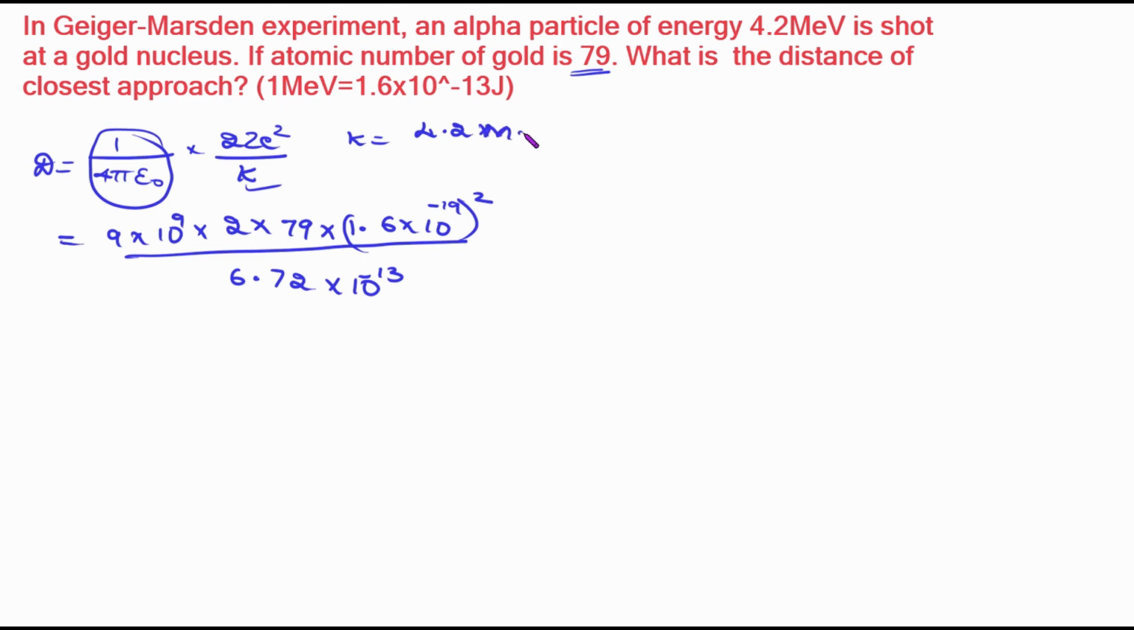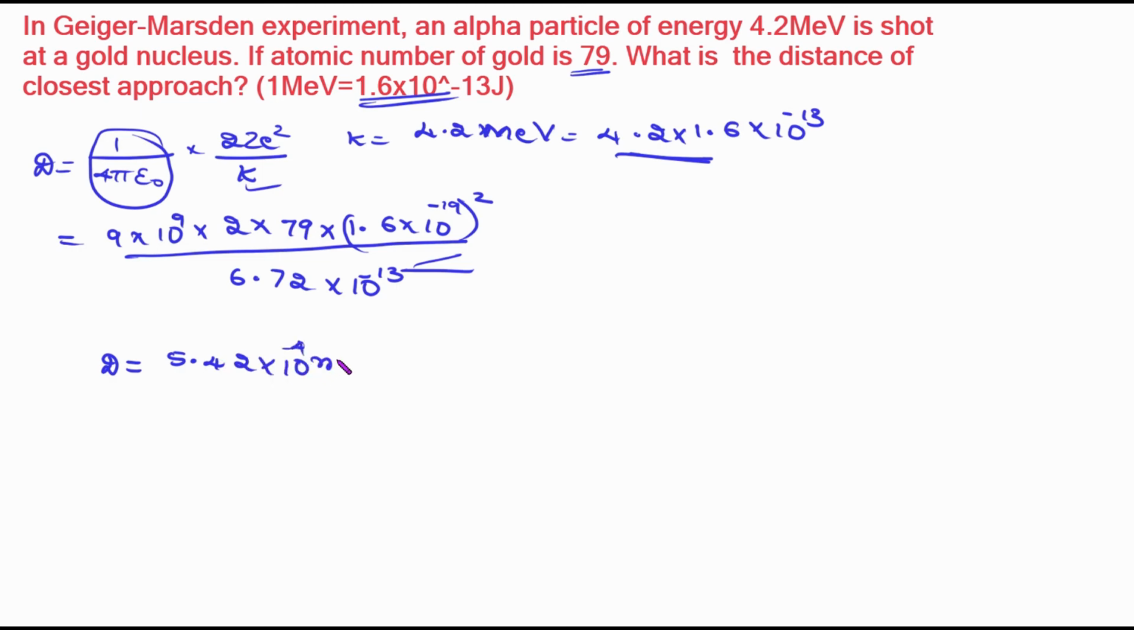If you want to convert this mega electron volt, multiply by 1.6 into 10 to the power of minus 13 joule. And if you multiply this, you will get 6.72 into 10 to the power of minus 13. So if you solve this step, you will get the value of the distance of closest approach, which is 5.42 into 10 to the power of minus 14 meter.